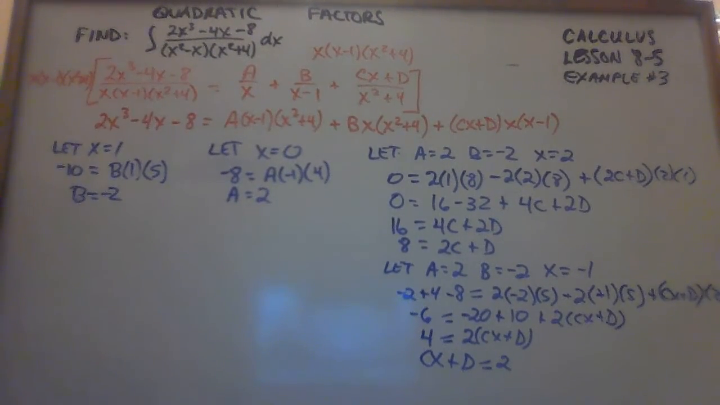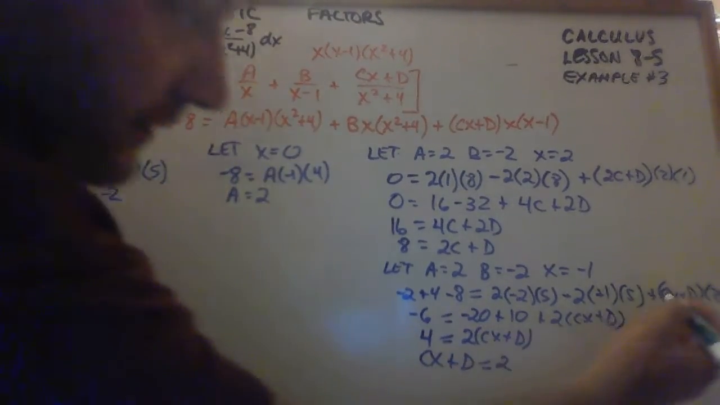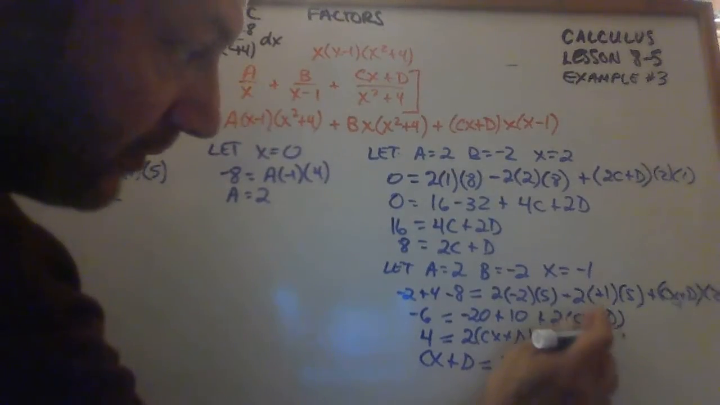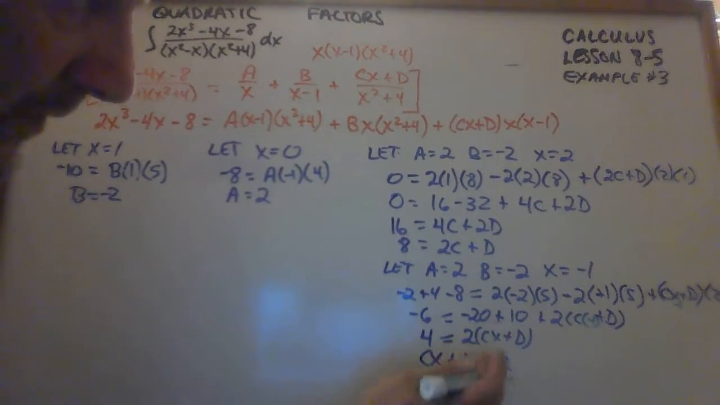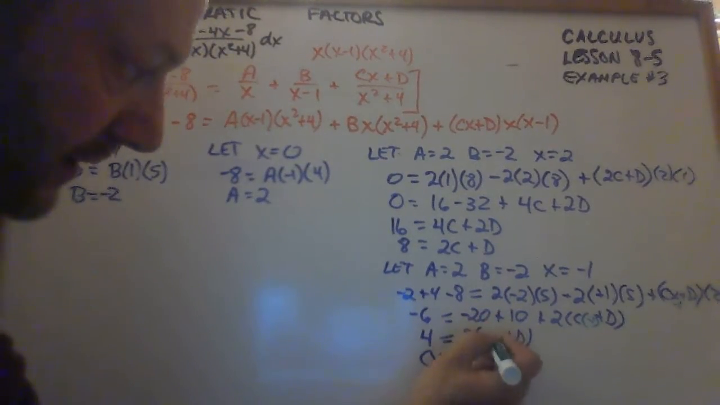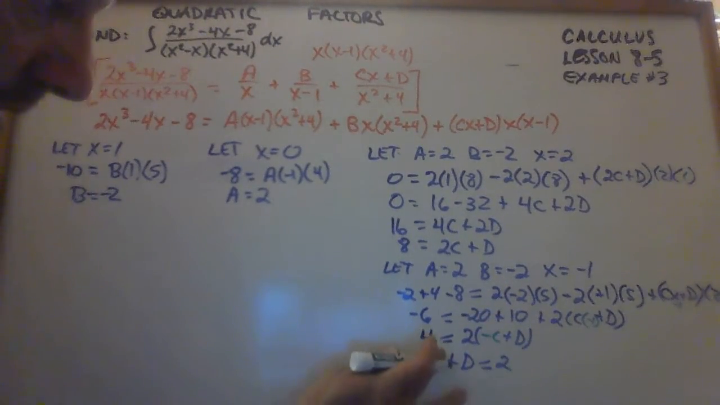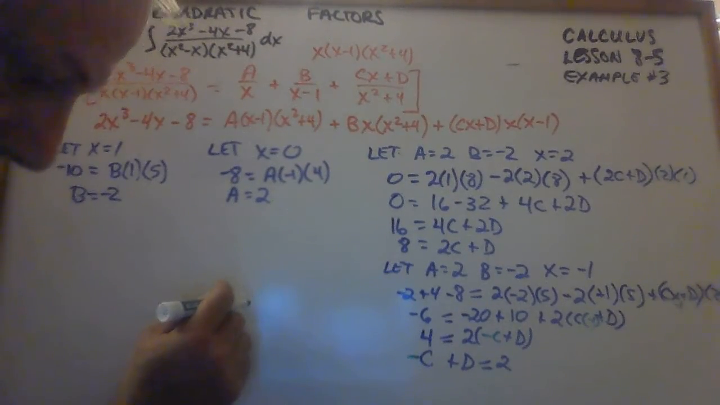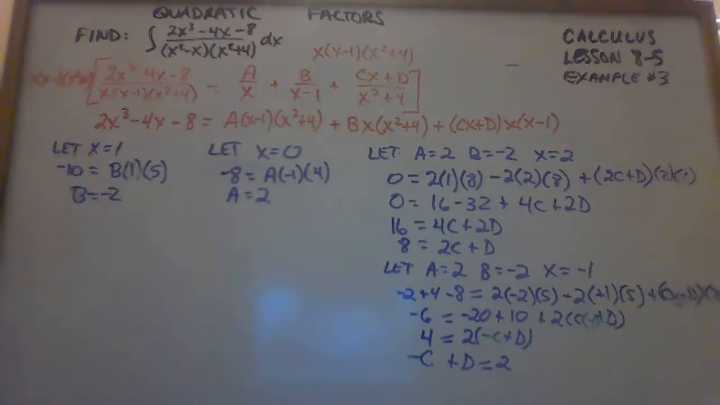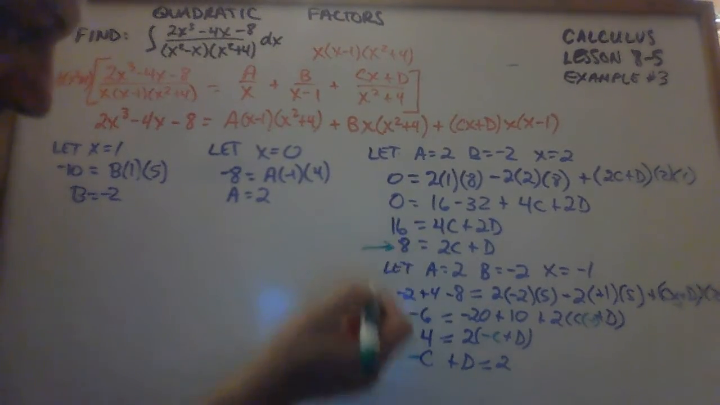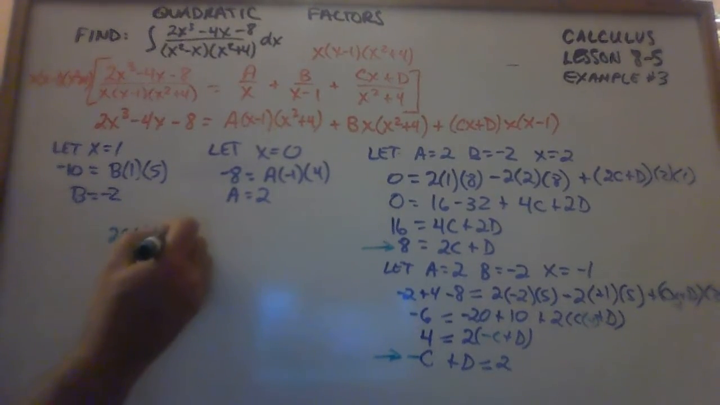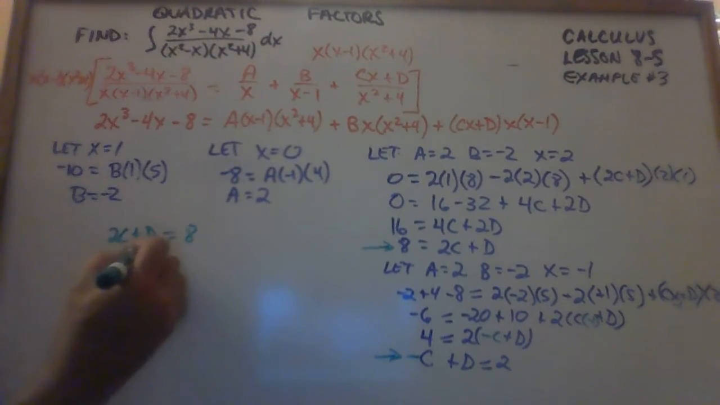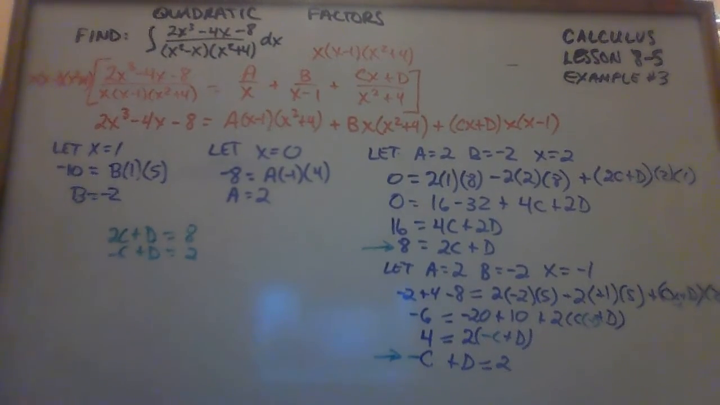Okay, I've discovered I made an error here. So I forgot that this x right here is also negative 1, which puts a negative 1 in here, which makes this negative c plus d. So I get this. Okay, now I have 2 equations and 2 unknowns. So I'm going to take this equation right here, 2c plus d equals 8, and negative c plus d is 2.